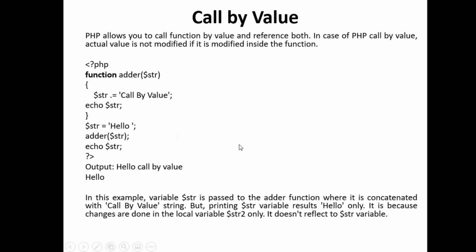Then in this example, variable str is passed to the adder function where it is concatenated by the call by value string, but printing str variable results in hello only. This is because changes are done in the local variable $str2 only. It does not reflect to the str variable.